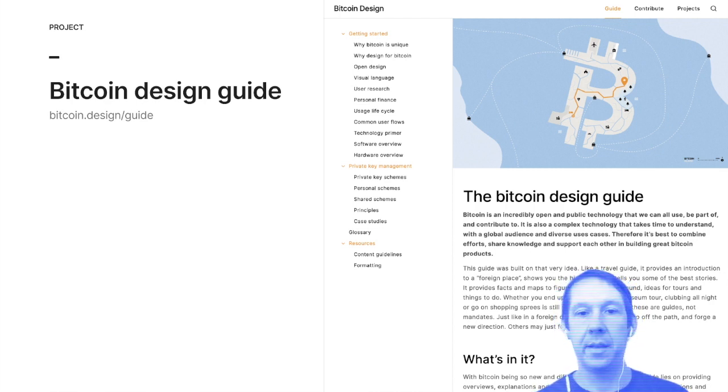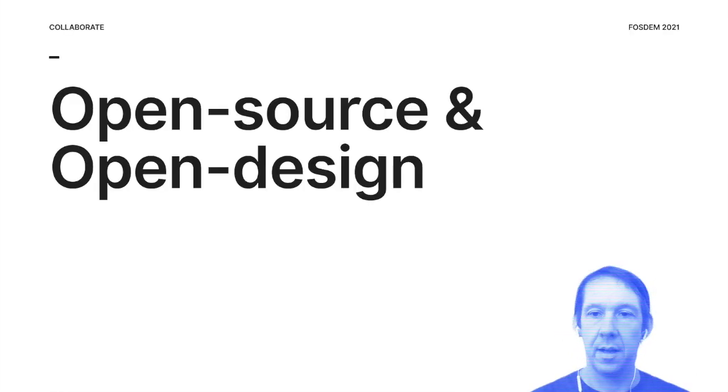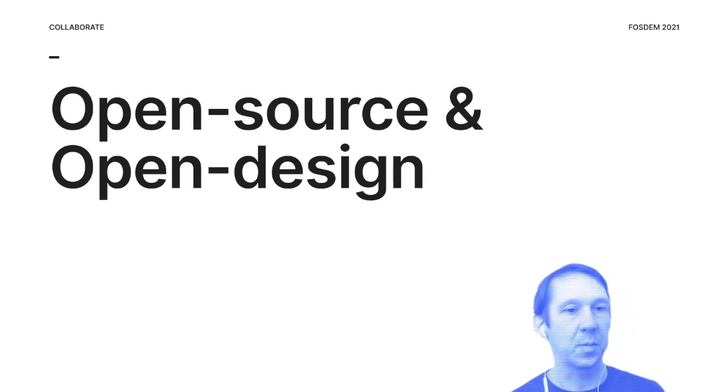In this area, and then we go deeper into very specific and unique areas of design that are specific to Bitcoin. So it's a big work in progress, but I'm very excited about the progress on this one.